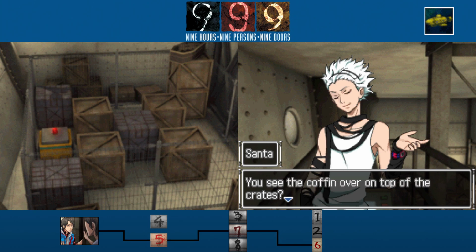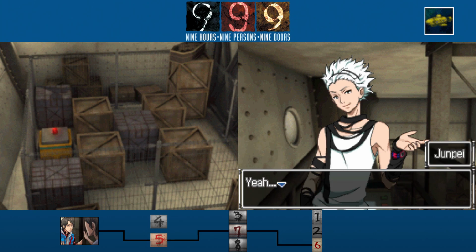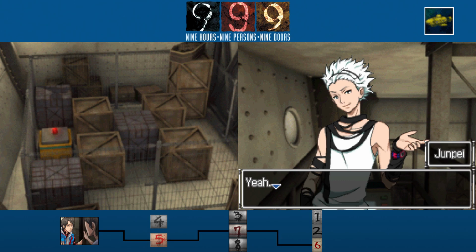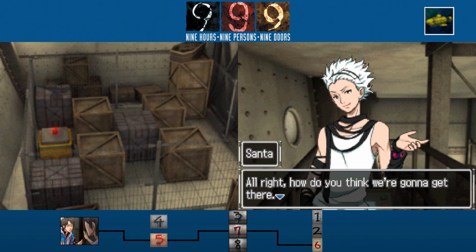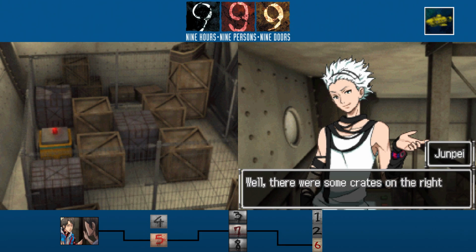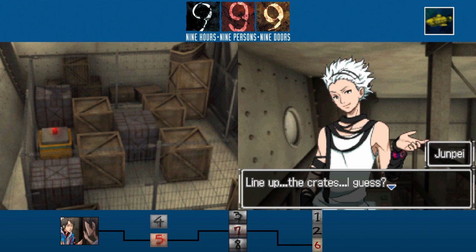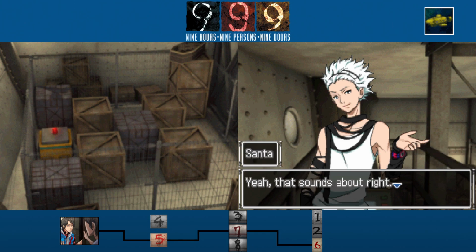You see the coffin over on top of the crates? Yeah? Don't you want to know what the deal is with it? I do. You want to check it out? Yeah? Why are you teasing me? Alright, how do you think we're gonna get there? Well, there was some crates on the right side of the fence that someone had piled up, like stairs. Maybe if we make a path from there to the coffin. How would we do that? Line up the crates, I guess. Yeah, that sounds about right.